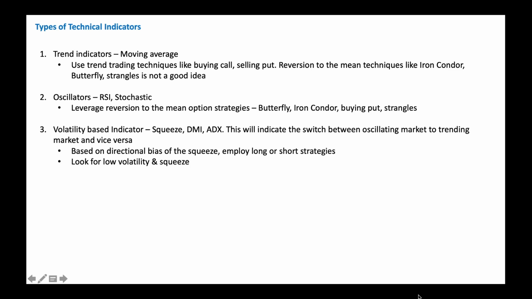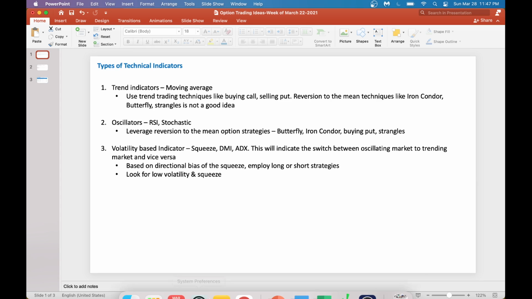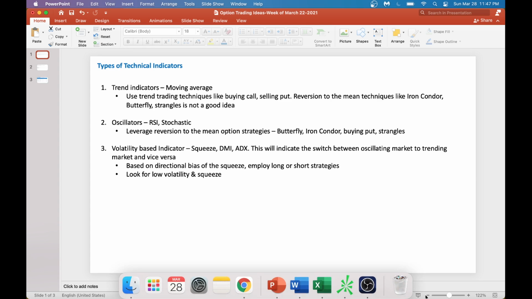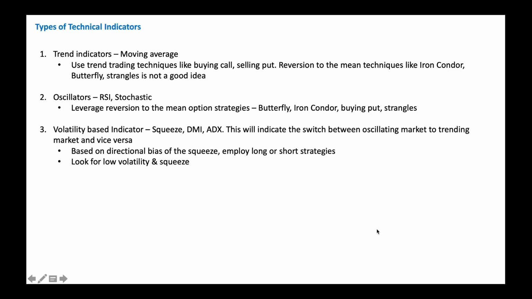Today I want to talk about the option trading plan for next week. So today is 28th of March, next week is 29th. Let's quickly talk through a few thoughts for option trading. Before I cover the option trading plan for next week, I quickly want to touch on a few things.